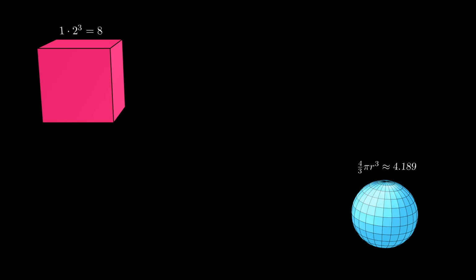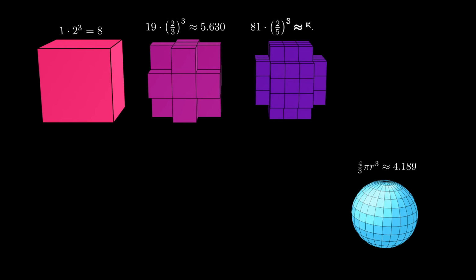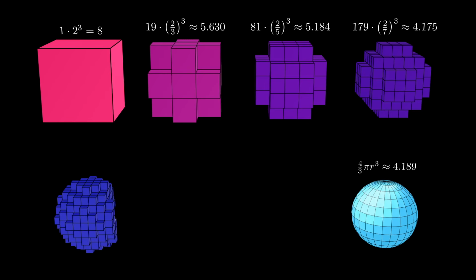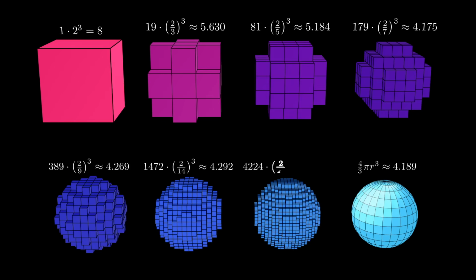To refine this approximation, we could split each side of the cube into 3 and only keep the cubes whose midpoint lies inside the sphere. Like this, we approximate the sphere by 19 cubes of volume (2/3)^3, which is something like 5.6. And if you continue this process, our arrangement of small cubes approximates the shape of the sphere increasingly well, and therefore also the volume, even if it's not monotonically getting better.